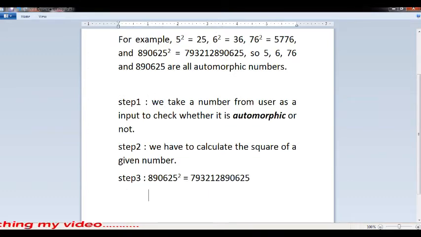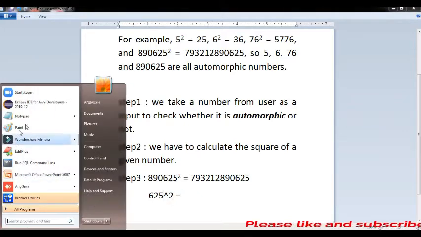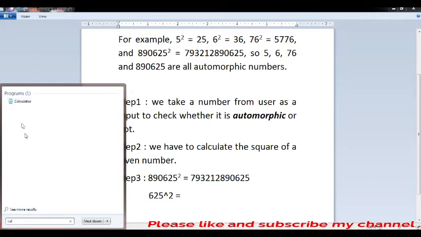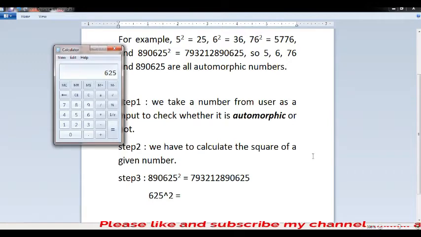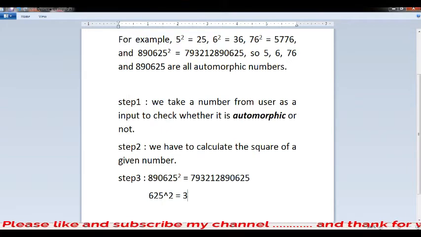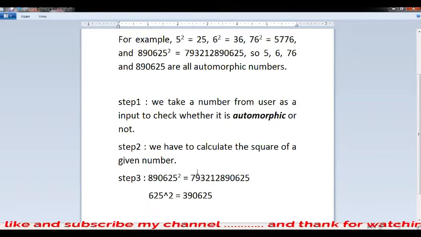For example, we take another example. For example, 625. Then its square. There is a symbol for square. 625 into 625 gives 390625. It is also an automorphic number.